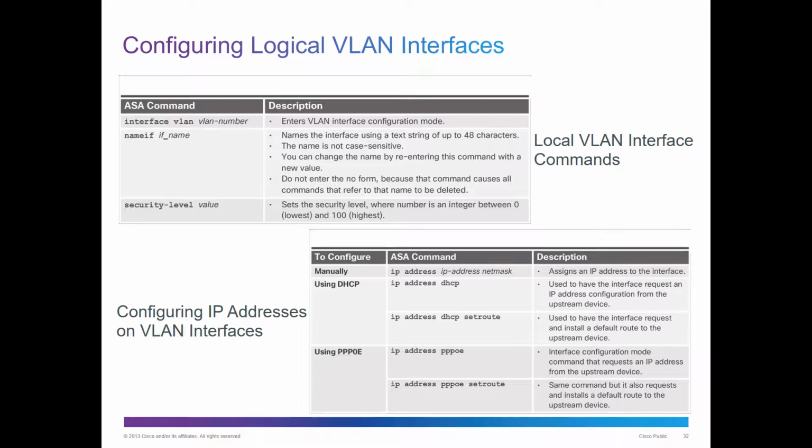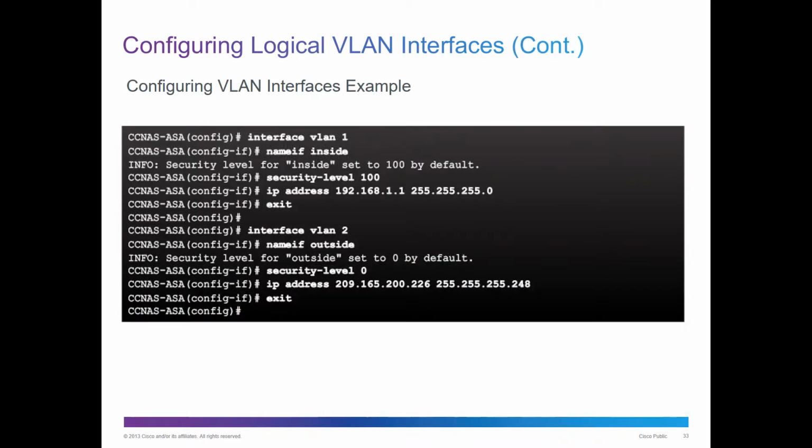Also notice here we have IP address DHCP set route, which is used to set the interface request and install the default route for the upstream device. So that again sets us up a pathway for communication. Here we actually do the configuration on VLAN 1 and 2, setting outbound and inbound. Again, the highest level, that's going to be the more trust that it has. And again, 2 different VLANs showing how to set the security level.